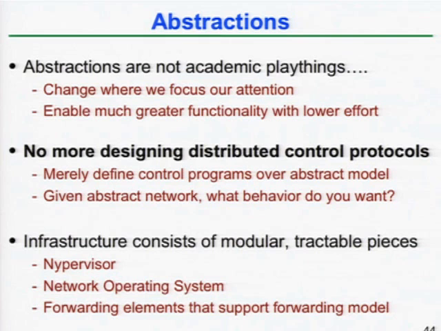It's building the network hypervisor, which is hard, but it's tractable. The network operating system, again, that's not a simple task, but it's tractable. And then building forwarding elements that support whatever your forwarding model is. We can do those three things because we're only solving one problem at a time. We're not solving all three problems at a time.